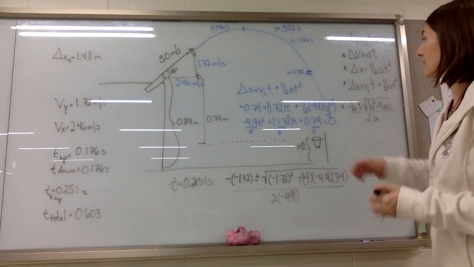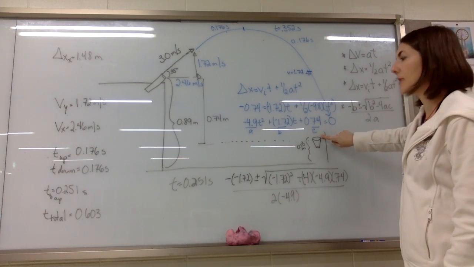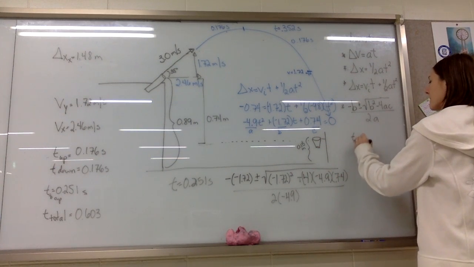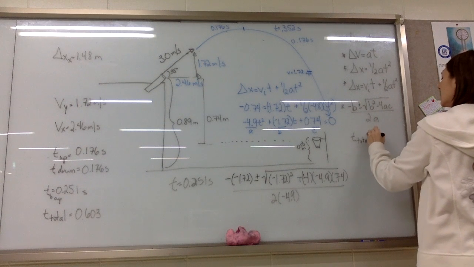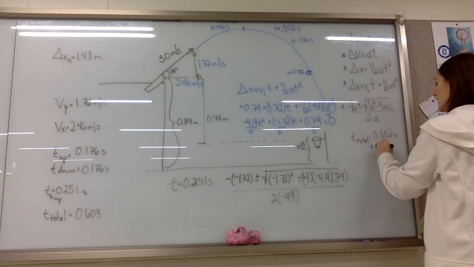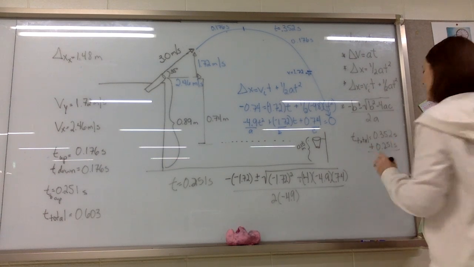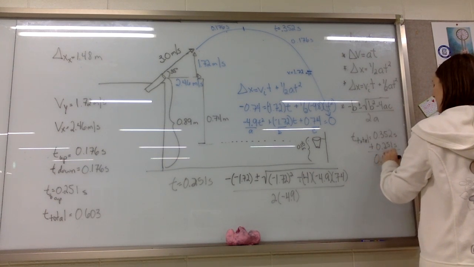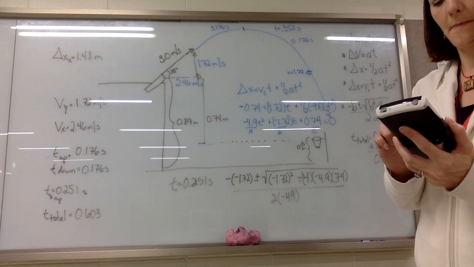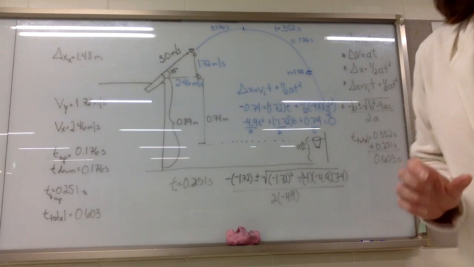So that's the time it takes for your projectile to go from this point to the top of your cup. So the total time of your projectile equals that 0.352 seconds plus 0.251 seconds. So the total time ends up being 0.603 seconds. Let me just double check that. So 0.603 seconds.